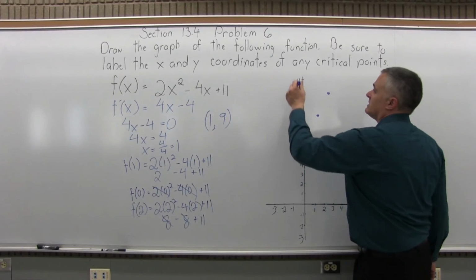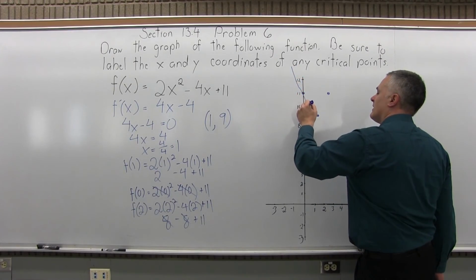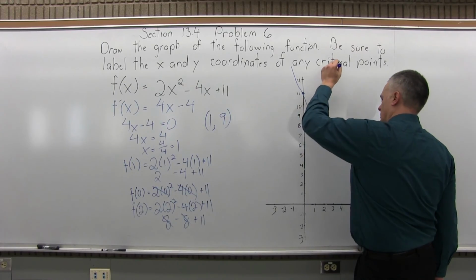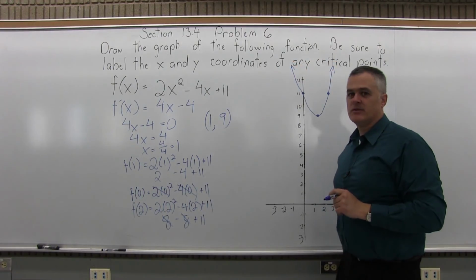And now the last step, step 7, I'm going to connect the dots. So I'm going to come down through (0, 11), flatten out at (1, 9), turn around, come back up through (2, 11), and both ends go up forever. That's the graph.